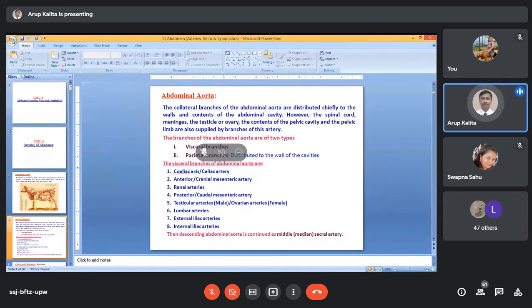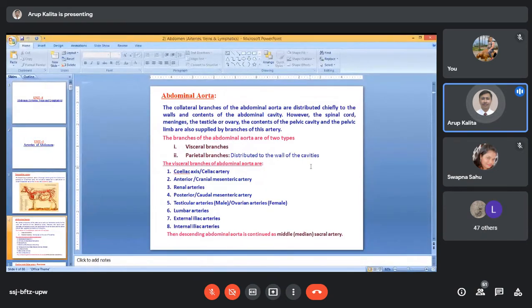So the parietal branches are very simple. They will come and they will supply the wall. Wall of the abdomen means the muscles of the abdomen, the skin of the abdomen. These are supplied to this wall. Wall means skin, fascia, and these abdominal muscles.